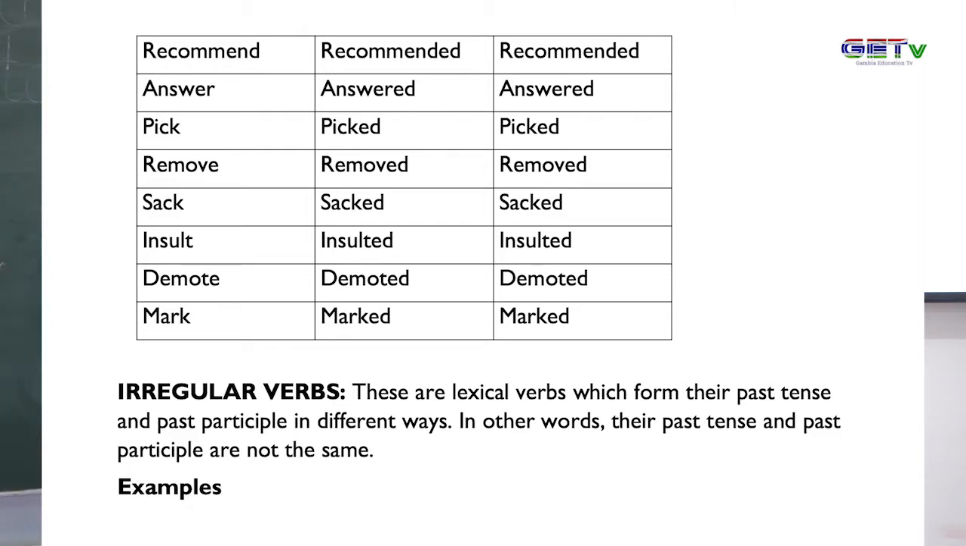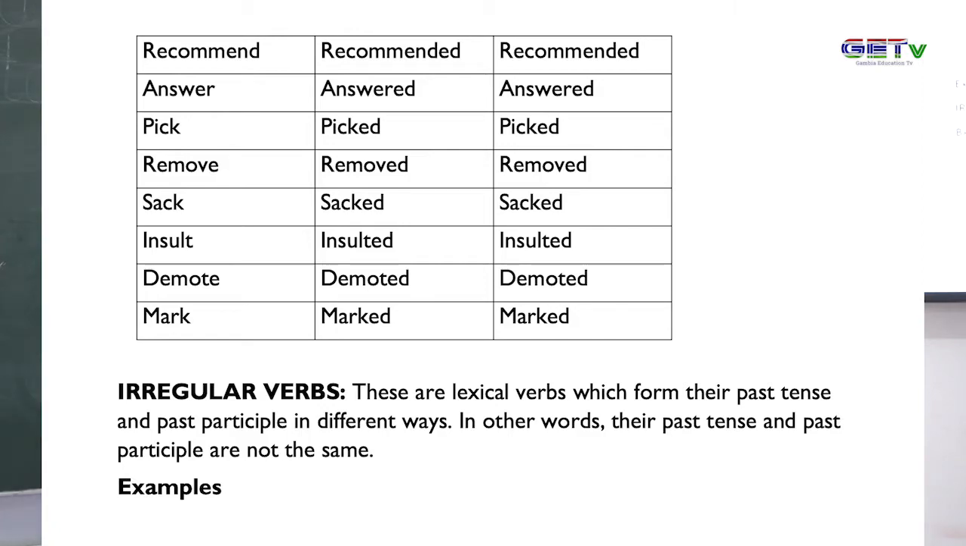Recommend, recommended, recommended. Answer, answered, answered. Pick, picked, picked. Remove, removed, removed. Sack, sacked, sacked. Insult, insulted, insulted. Demote, demoted, demoted. And mark, marked, marked. By looking at these examples, you have seen the pattern that the past form of each of these verbs has the same form as far as their past participle is concerned. You get the point? So from there we move on to irregular verbs.